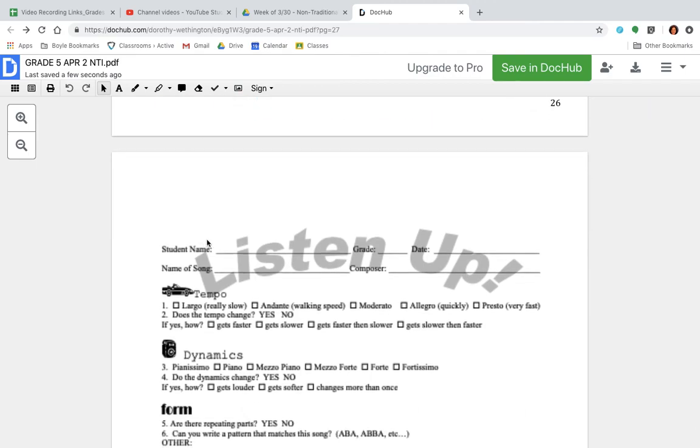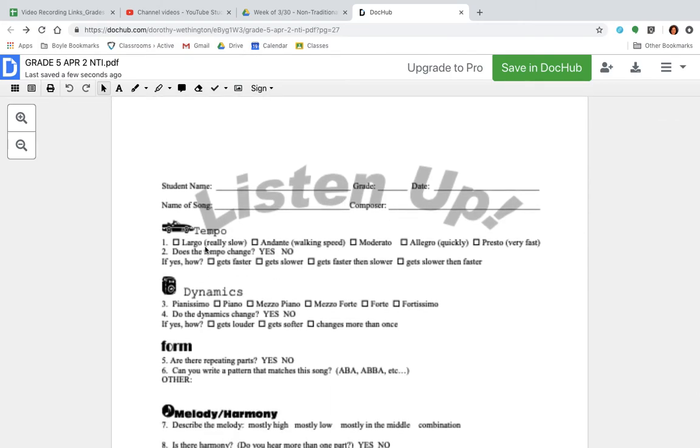Listen up. Student name, grade, date, name of song, and composer. Tempo. Largo, really slow. Andante, walking speed. Moderato, allegro, quickly. Presto, very fast. Number 2, does the tempo change? Yes or no? If yes, how? Does it get faster? Gets slower? Gets faster then slower? Gets slower then faster?